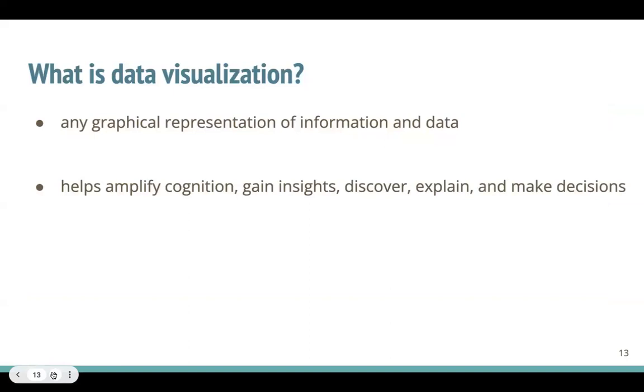Just to get our definitions clear and to be very obvious about it, let's begin with a simple question. What is data visualization? Simple definitions of it.